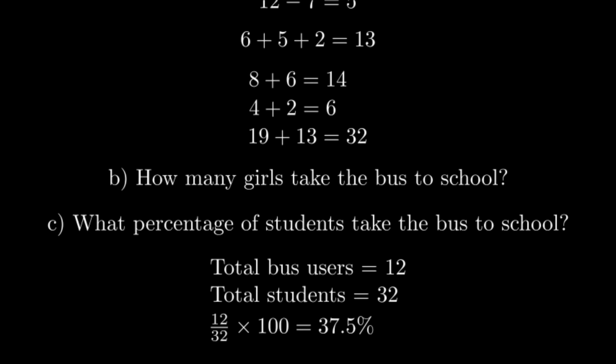We find the total number of students who take the bus, which is 12, and divide it by the overall total number of students, which is 32. Then we multiply by 100 to get the percentage. 12 divided by 32 is 0.375, which is 37.5%. So to recap, we've learned how to complete a two-way table by using addition and subtraction with the given totals, and how to extract specific information, including percentages, from the completed table.